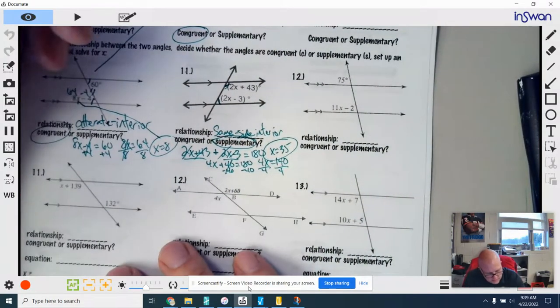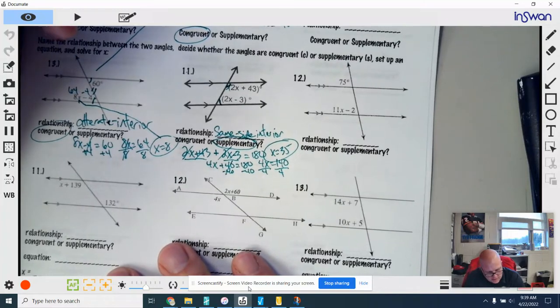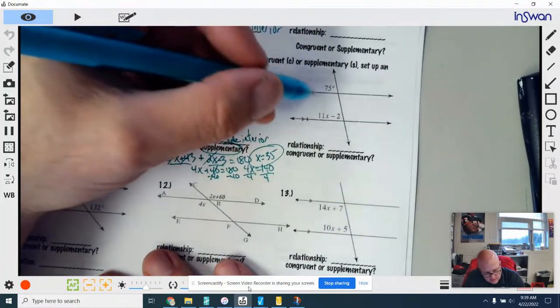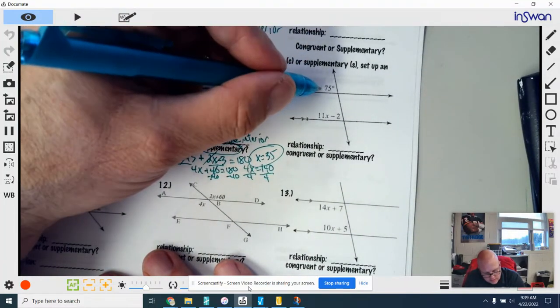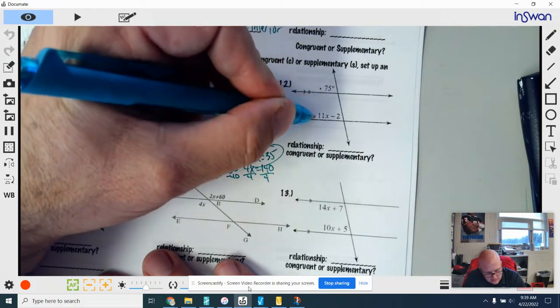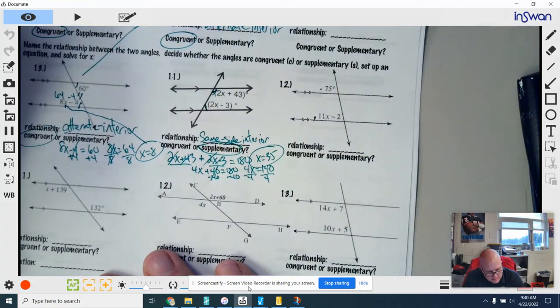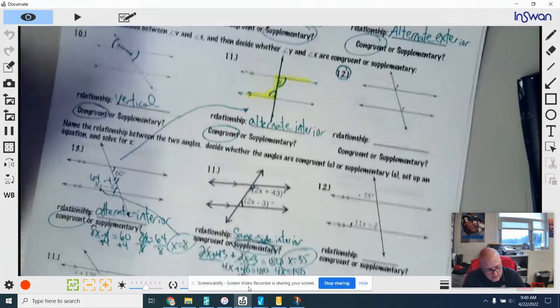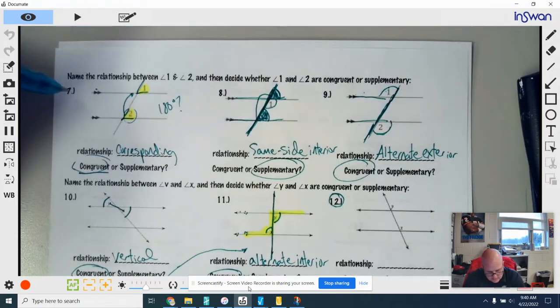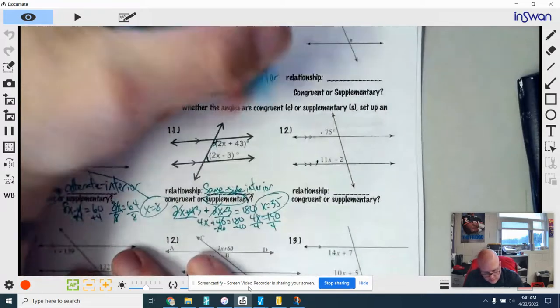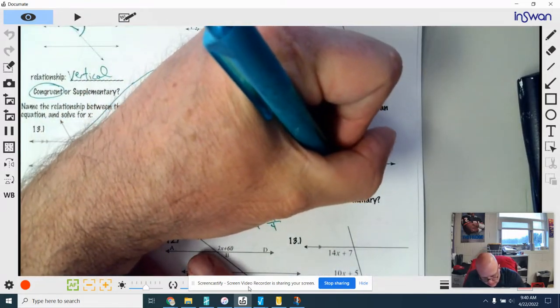Okay, number 12. If you're looking at number 12 here, we see that we got this angle and this angle. And if we go back and kind of think what was matching up top there, that looks like number 7. So it's just on a different side. But those are what we call corresponding angles. So number 12 is corresponding.